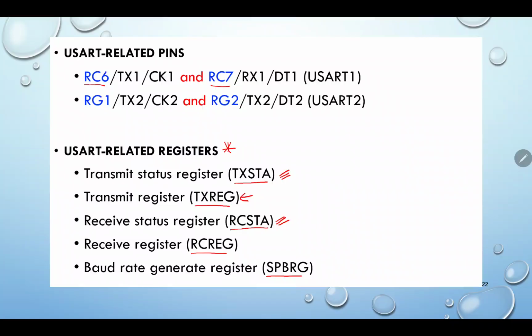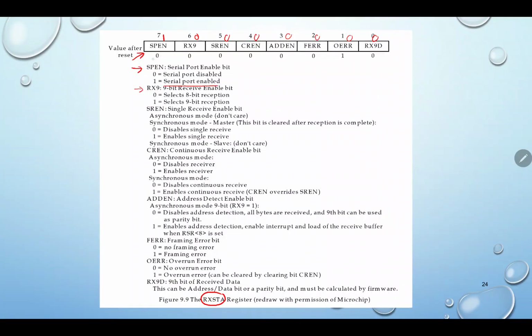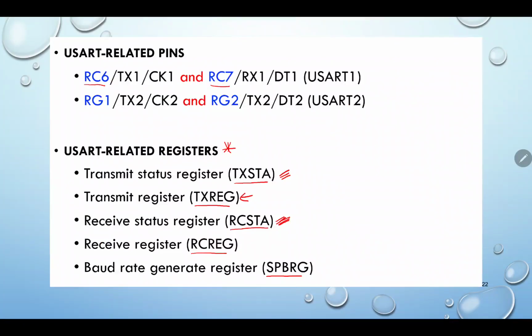Then you have the receive status register, which is this one. Just now, as we showed, we only focus on enabling the serial port. When data is sent from here, it will be sent to the receive register. This is important for you to know: the receive data byte will be stored in the receive register.